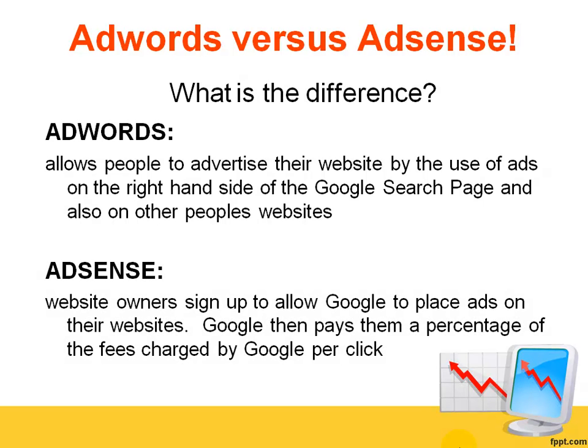AdSense, on the other hand, is where website owners sign up to allow Google to place ads on their websites. Google then pays them a percentage of the fees charged by Google per click. If you go to someone's website, you see an advert, you click on it, the person who's put the advert there has to pay Google a fee for that click, and they split that fee with the website owner. What we're going to be focusing on today is Google AdWords.